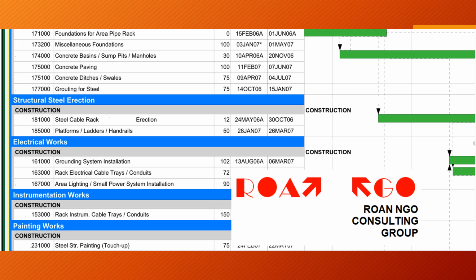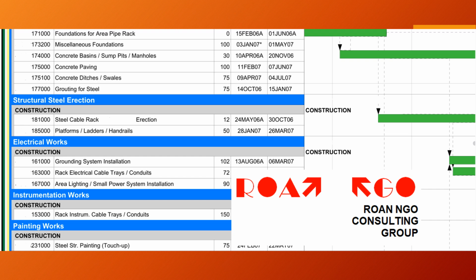Platform, ladders, handrails. Under electrical works, we have grounding system installation, wrap electrical cable trays, conduits, area lighting, small power system installation.